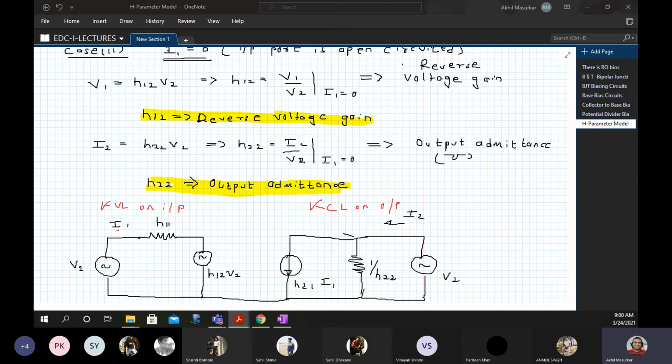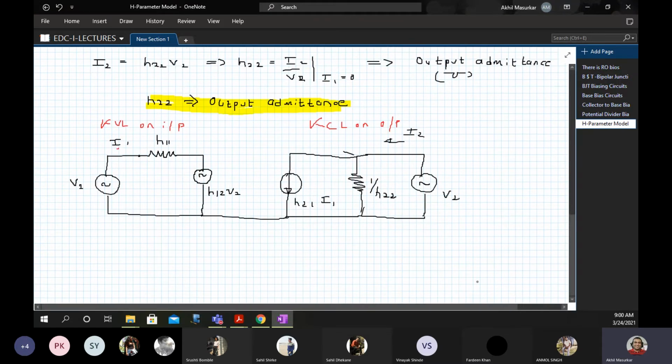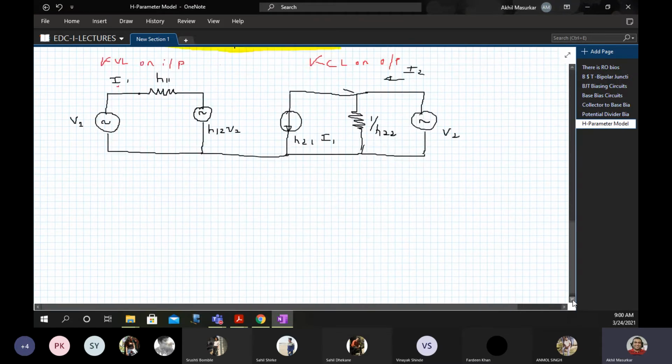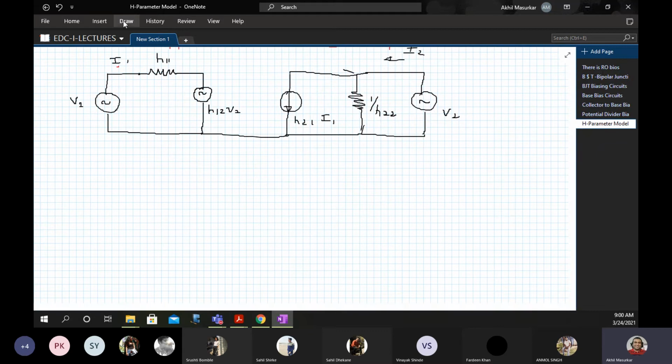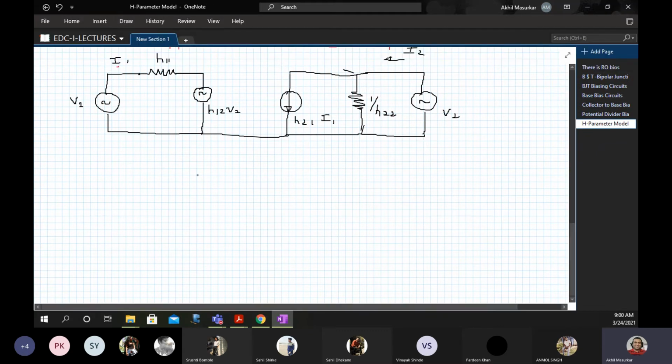So now what if this two port network is a BJT? Let me just draw this black box again. What if I have a BJT inside? What if this box is now a BJT?